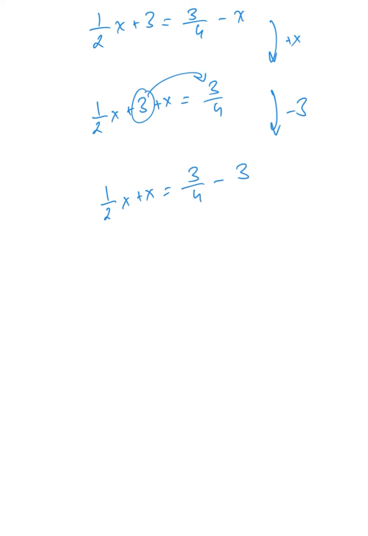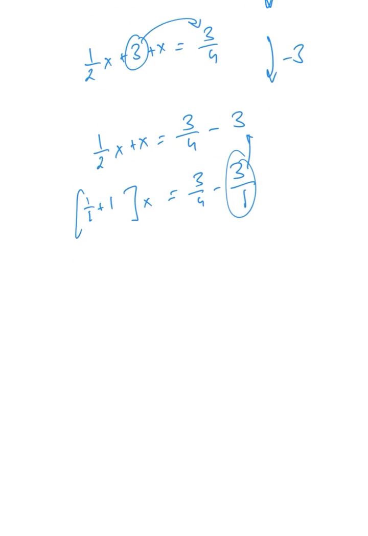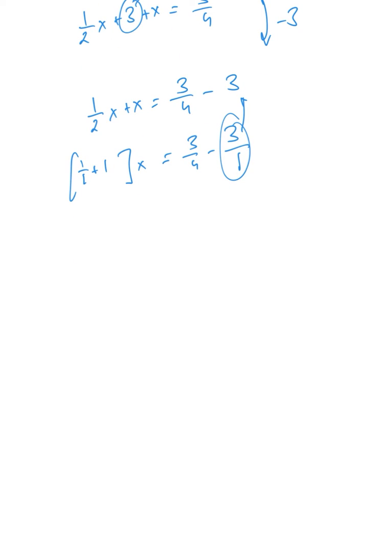Amazing. We can now factor out the x on the left side in order to have 1/2 plus 1 times x equals 3/4 minus 3/1. Why over 1? Because 3/1 is the same thing as 3. Okay, now what is 1/2 plus 1?